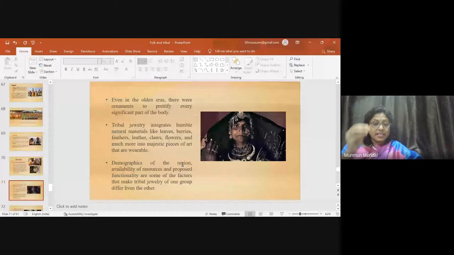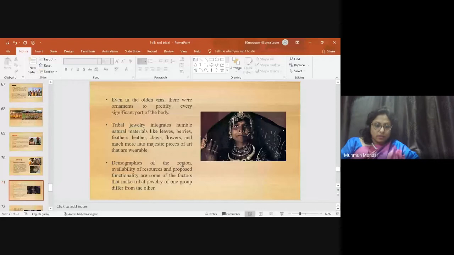They are not only wearing earrings or anklets or necklaces or tiaras. They are having jewelry for each and every part of their body. And this tribal jewelry integrates humble natural materials. That is why I'm trying to make you understand that these all are handmade, and they are selecting the raw material from nature. Leaves, feathers, claws, flowers, ivories, all these are the very basic source material of their making of jewelry.